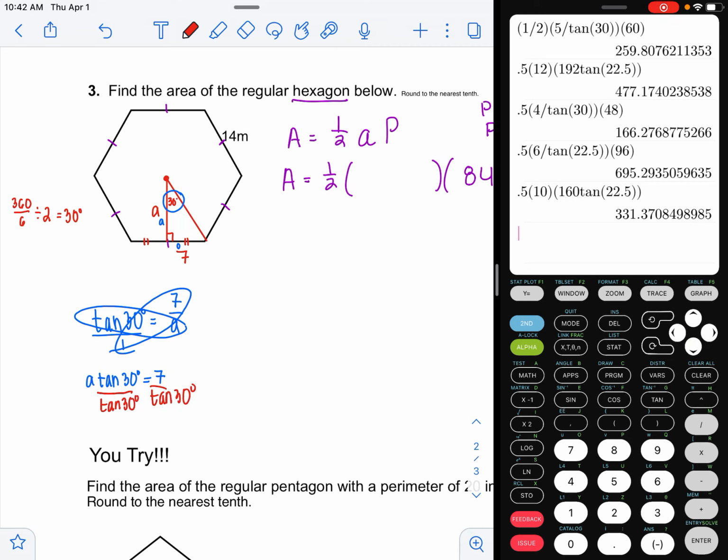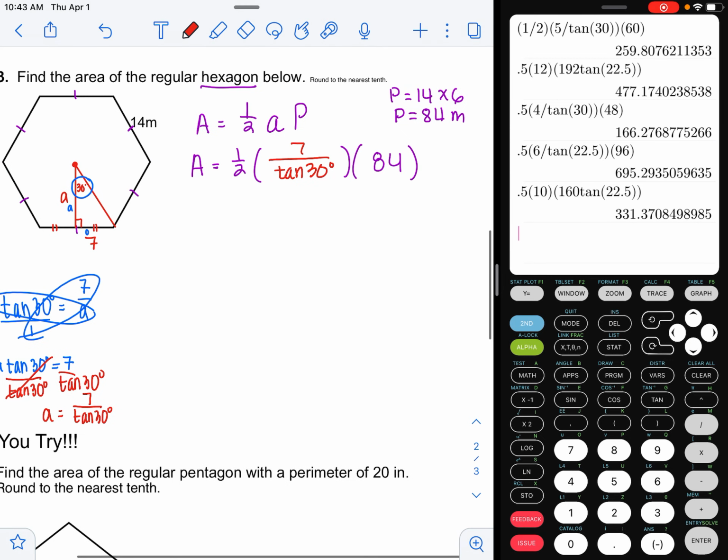I still need to get A by itself, so I'm going to divide both sides by tangent of 30. And remember, I'm not writing a decimal for this. I'm going to say A is equal to 7 over tangent of 30. Now I ask myself, do I need A? Yes. So this is going right in here. So 7 over tangent of 30.